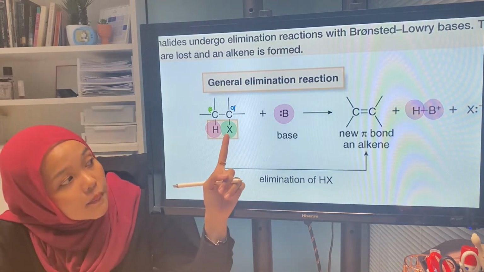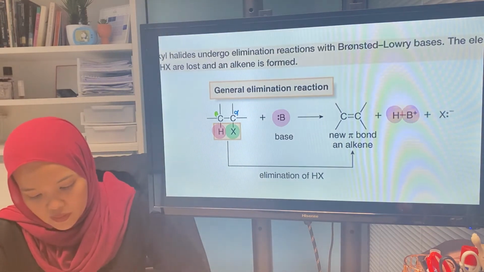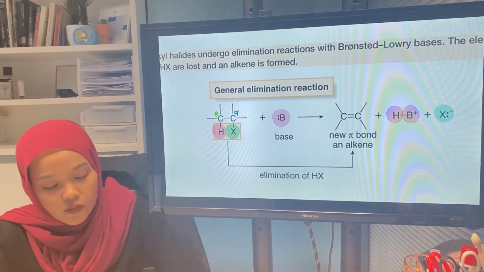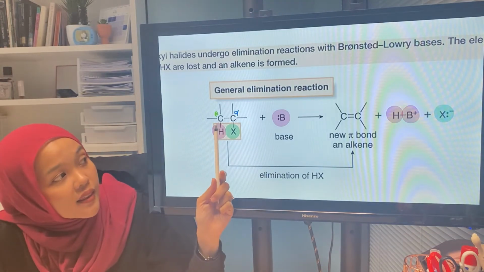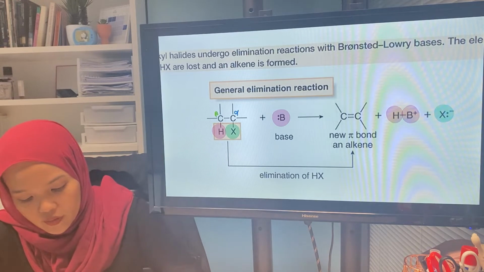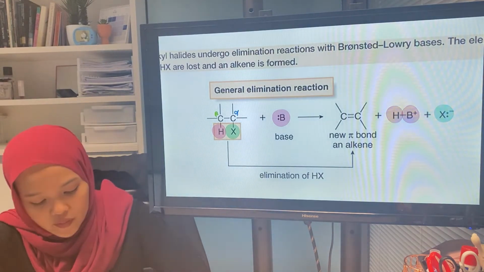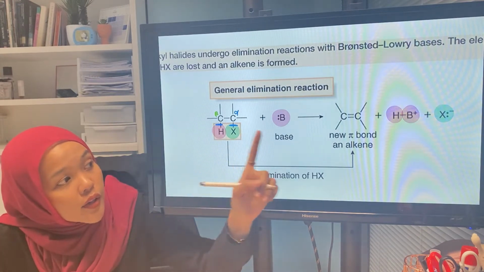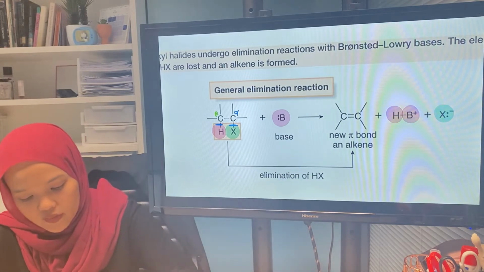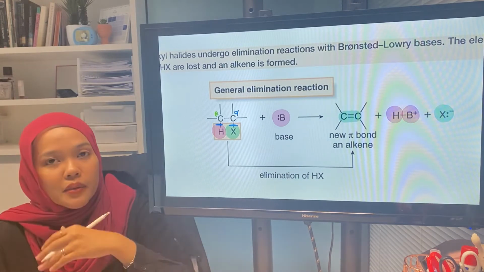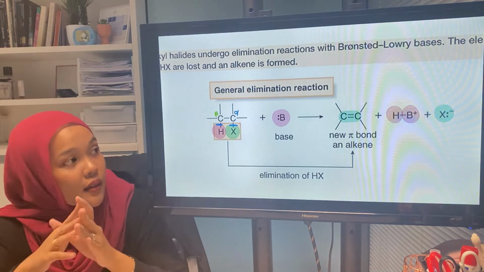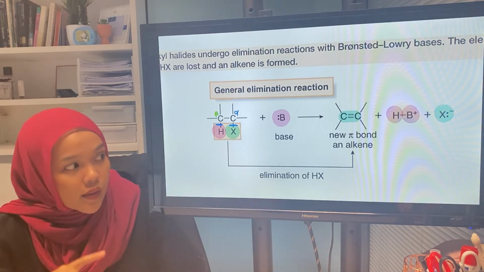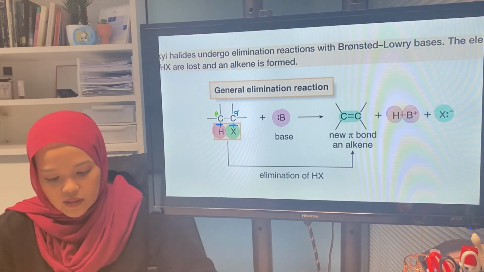What happens to the X? The X is going to leave. X is what we call the leaving group. So you see that you have broken two sigma bonds, this bond and this bond, and you are going to form a new pi bond. This is the criterion of the elimination reaction. And you need to understand that the pi bond will only form between the alpha and beta carbon. So this is the elimination reaction.